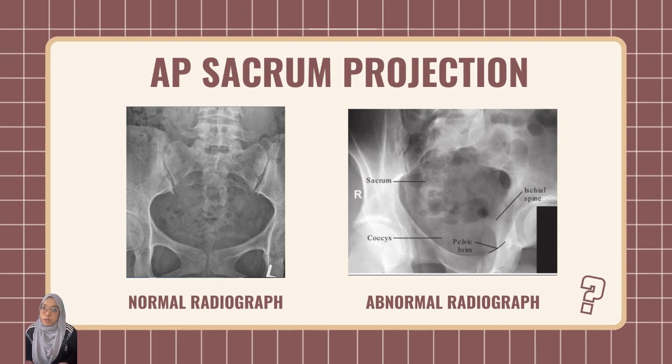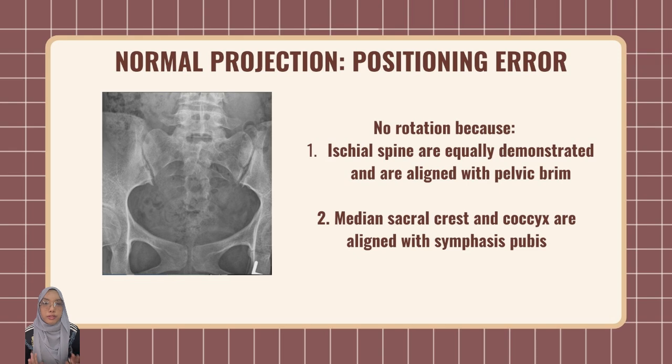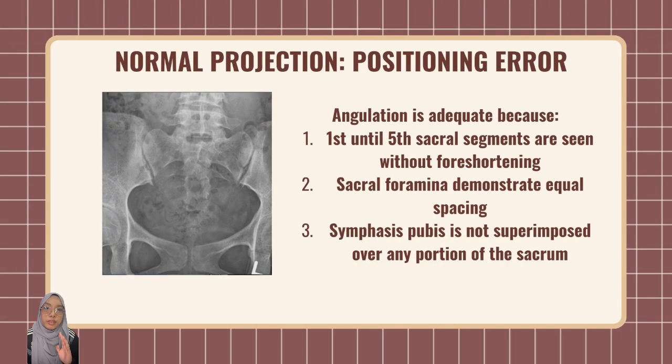abnormal sacrum AP projection. In this normal radiograph, there is no evidence of rotation because the ischial spines are equally demonstrated and superimposed with the pelvic brim. The median sacral crest and the coccyx are aligned with the symphysis pubis. In a normal radiograph of the sacrum AP view, there are 3 indications of angulation: the sacral foramina demonstrate equal spacing, and the coccyx and the sacrum are not superimposed with the symphysis pubis.